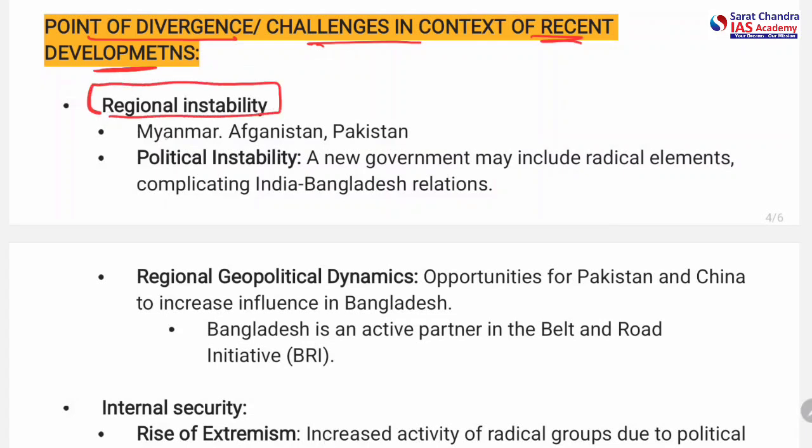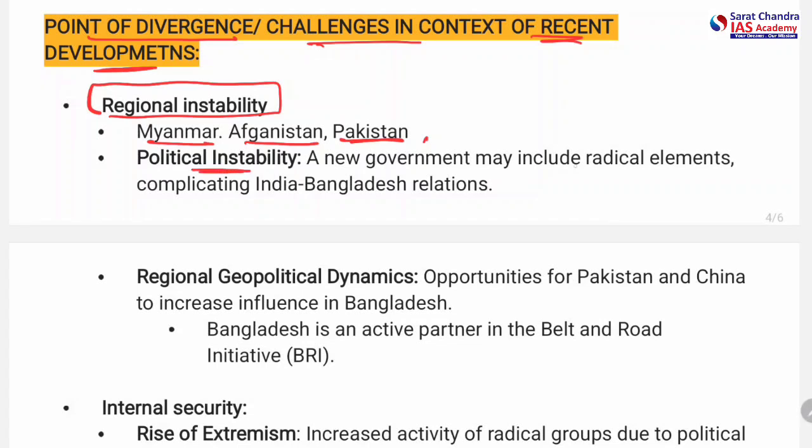We have already seen a coup in Myanmar, instability in Afghanistan, as well as instability in Pakistan. Now Bangladesh has also become an unstable state. This is going to create security challenges, and it can have a trickling effect on India's security also. Next is the political instability.